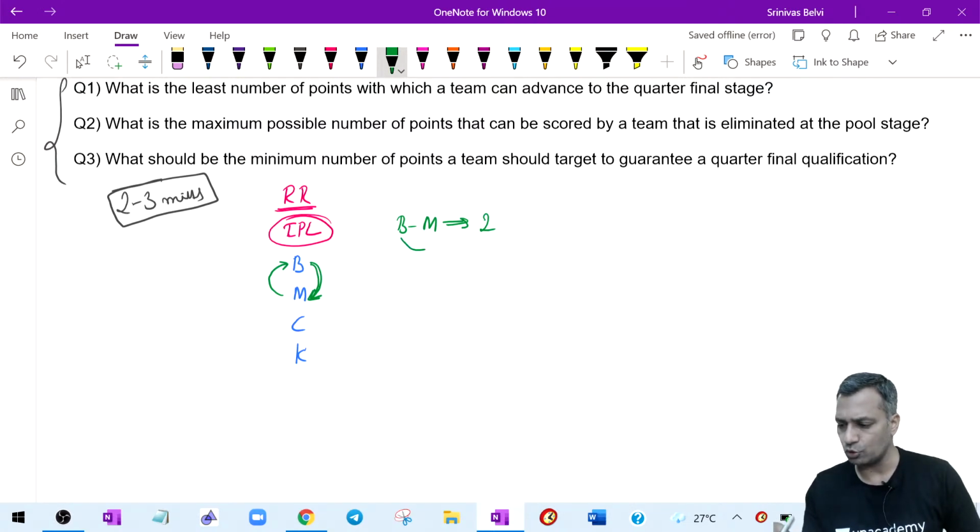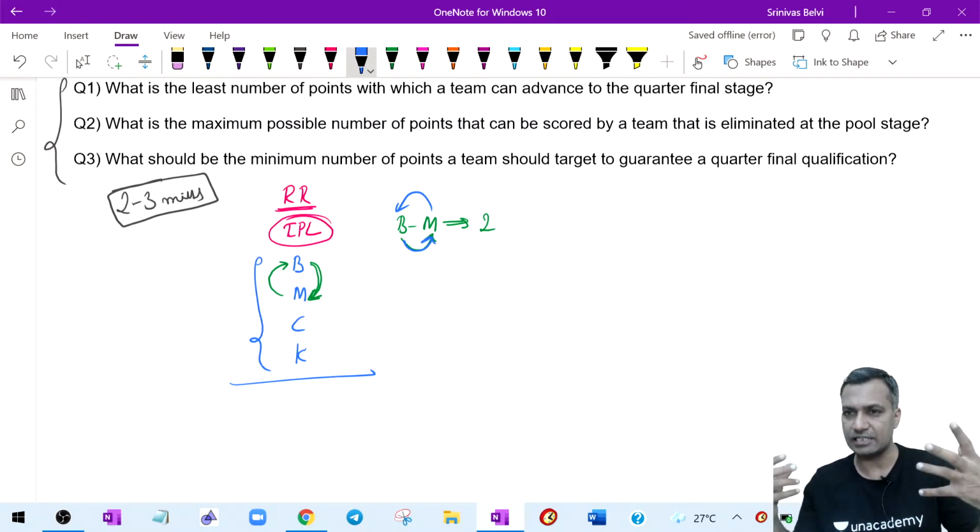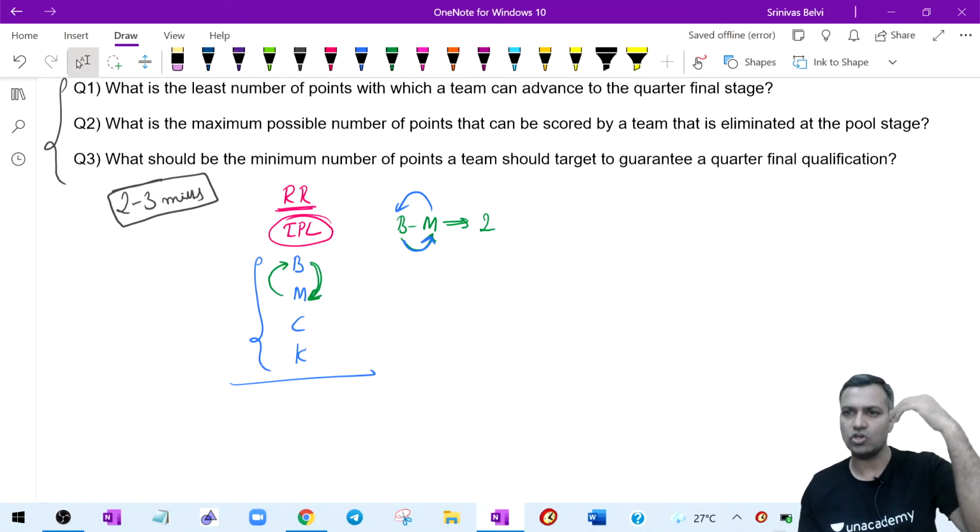One, Bangalore goes to Mumbai and plays at Mumbai's home ground. Then Mumbai would come back to Bangalore and play at their home ground. Assume these are the only 4 teams. Every team has to play against the other teams, whether they win or lose, and they keep accumulating the points. Whatever points they accumulate, there will be some knockout stage.